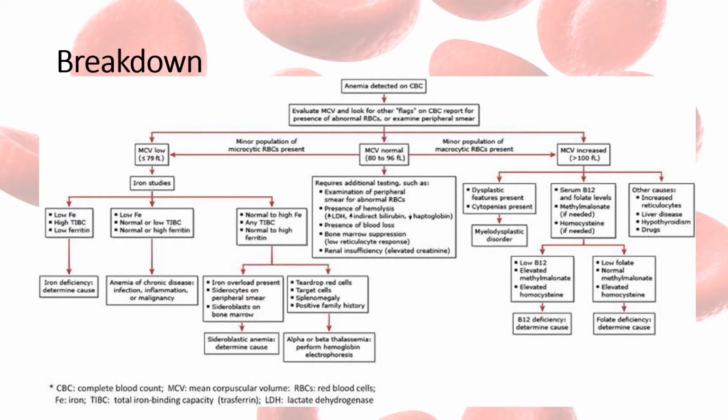Now, we'll be looking at an effective method of approaching anemia. While this is a very busy slide, the main point is that the initial differentiation of causes of anemia is through the MCV, or mean corpuscular volume, where less than 80 is considered a microcytic anemia, 80 to 96 is considered a normocytic anemia, and greater than 100 is considered a macrocytic anemia.